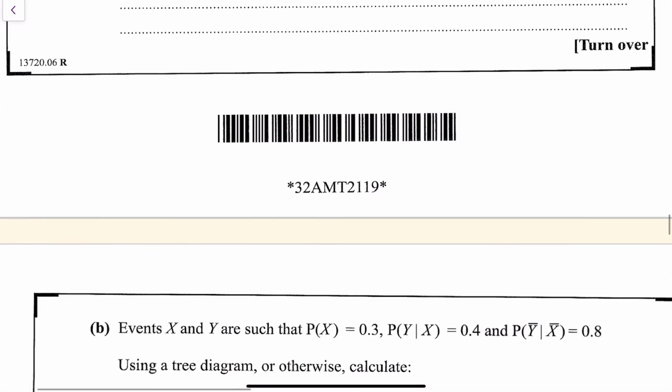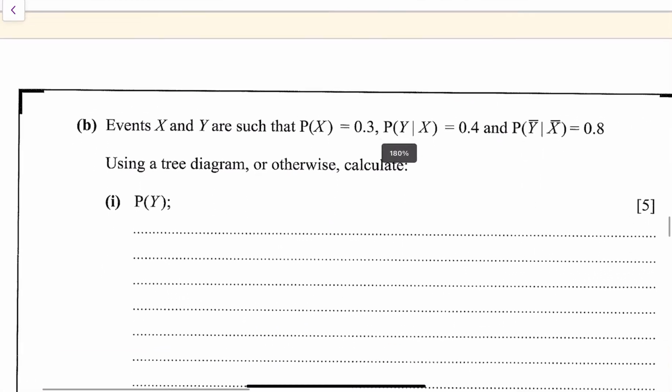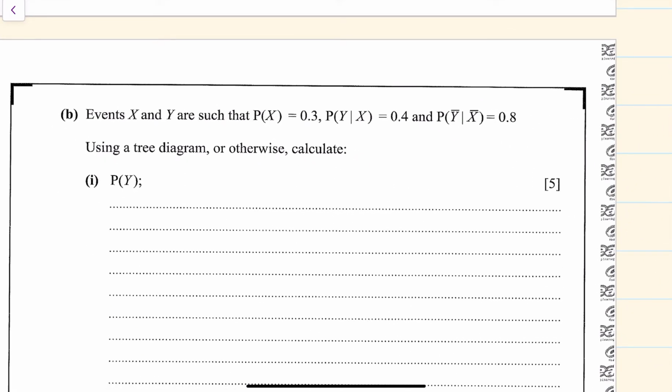The next bit then says events X and Y. Okay, so it's a different setup. Events X and Y are such that the probability of X is equal to 0.3, and probability of Y happening given X happens is 0.4, and Y not happening given X not happening is 0.8. Using a tree diagram or otherwise, calculate probability of Y.